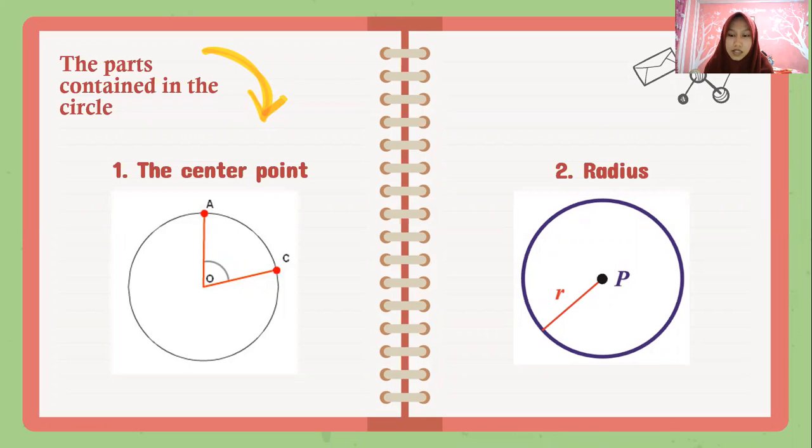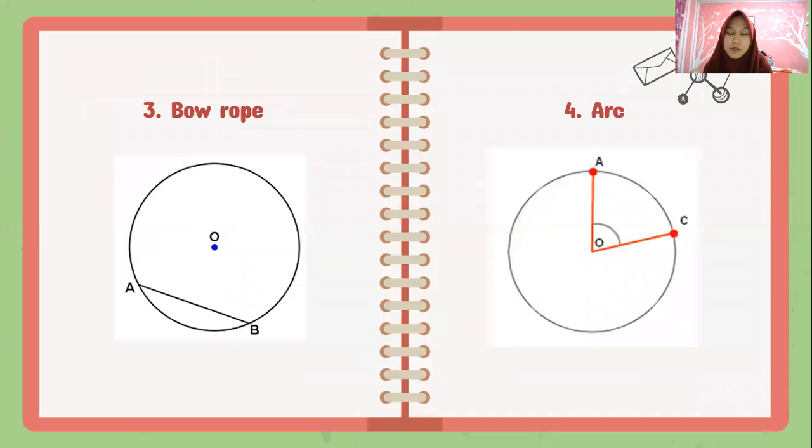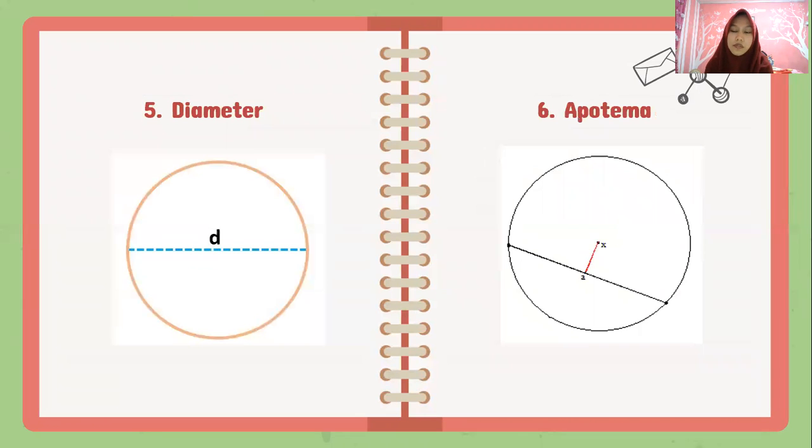The second is the radius. The radius is a straight line that connects the center point with the circle. The third is the chord. A chord is a straight line inside a circle that intersects the circle at two different points. Next is the arc. An arc is a curved line, either open or closed, that lies on the circle. The fifth is the diameter. The diameter is a chord whose length is twice the length of the radius. This diameter divides the circle equally.